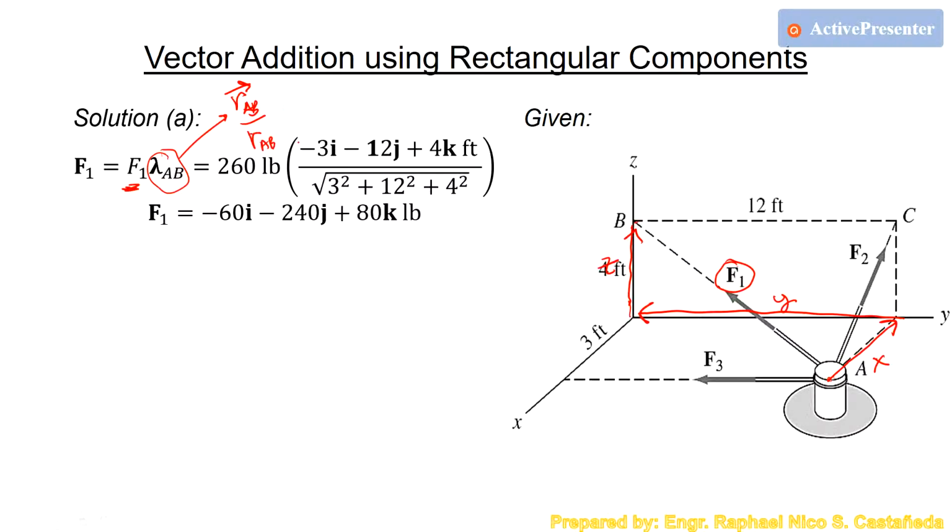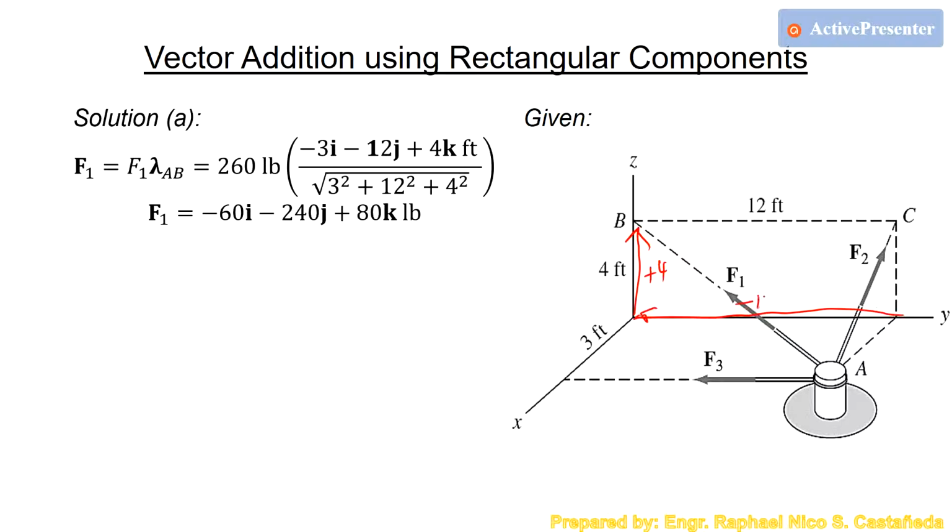For the position vector RAB, you just check the direction of the arrows and determine the length. This distance right here is -3 because you are going backwards from point A to point B. Then Y is -12 because you're going to the left, opposing the positive y-axis. Then for z, we have positive 4.